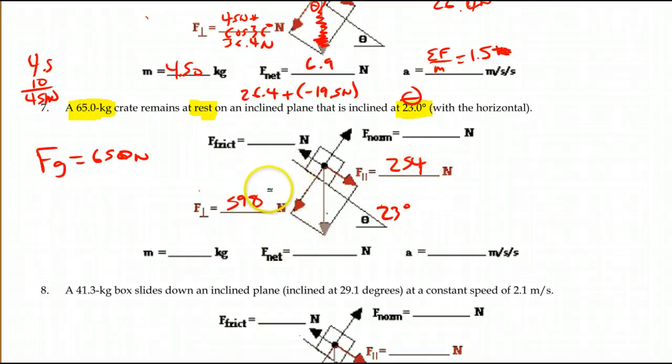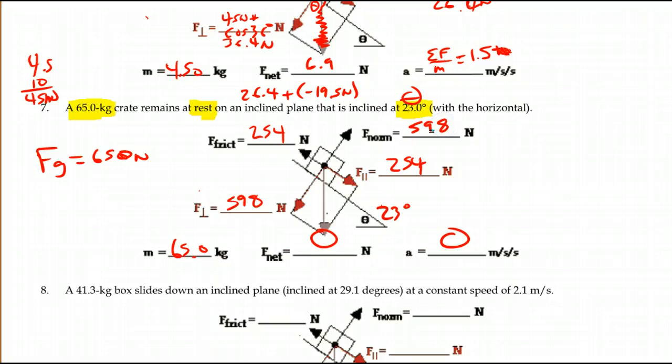Now, if we're going to maintain rest, the forces have to be equal to 0 when we add them all together. We know the mass is 65 kilograms. If the net force is 0, by definition, the acceleration will be 0. They are directly proportional to each other. 0 means 0. That means that the 254 newtons down the incline has to be balanced by 254 newtons up the incline. And the perpendicular force of 598 has to be counterbalanced by the normal force of 598.